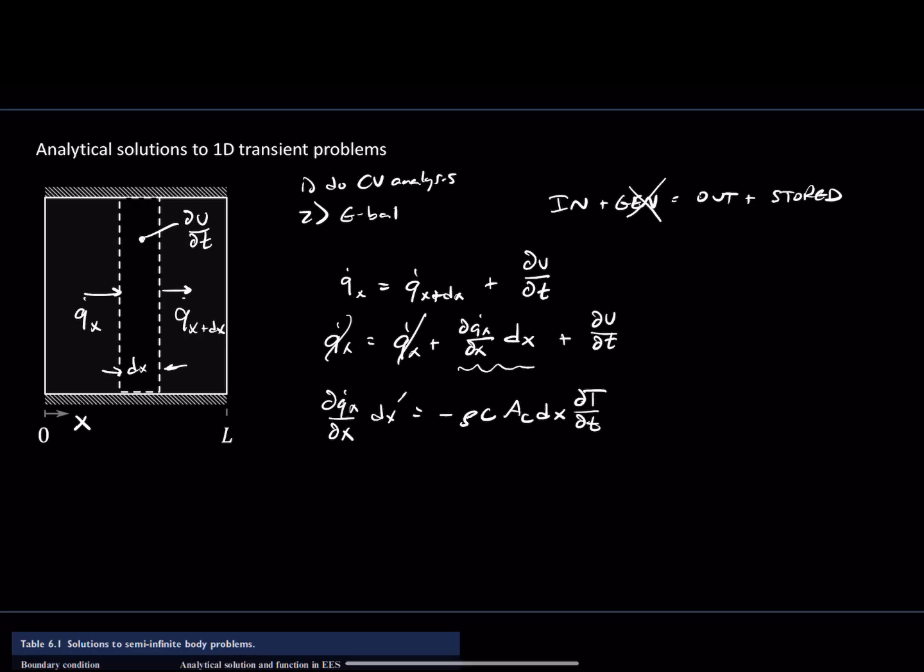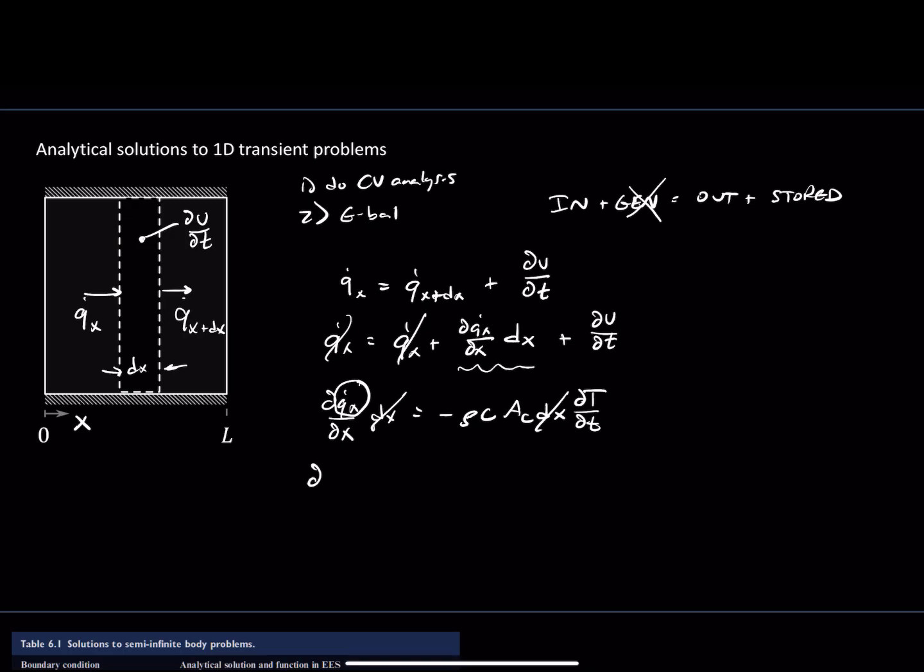Things to note here: dx has to cancel out, as it always does. And then we're left with the remaining equation, which is this partial differential equation in terms of Q dot. Let's introduce Fourier's law for this Q dot here.